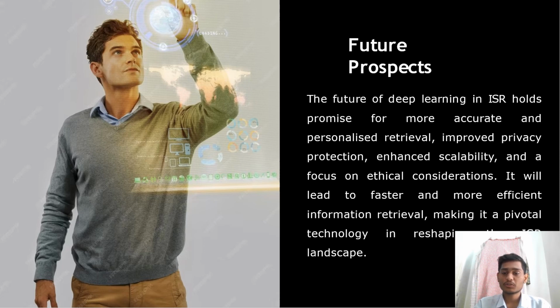Privacy preservation will remain a significant concern, and future deep learning techniques will likely focus on ensuring user privacy while delivering relevant results. Techniques such as federated learning or homomorphic encryption will be explored to strike a balance between personalized recommendations and privacy protection.